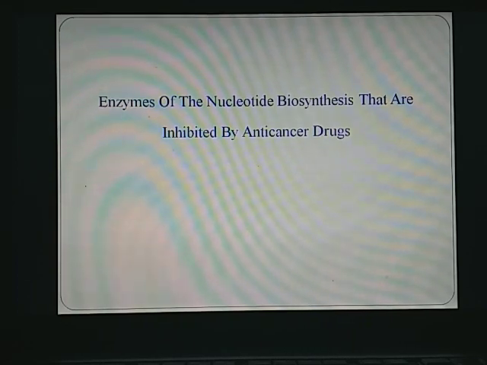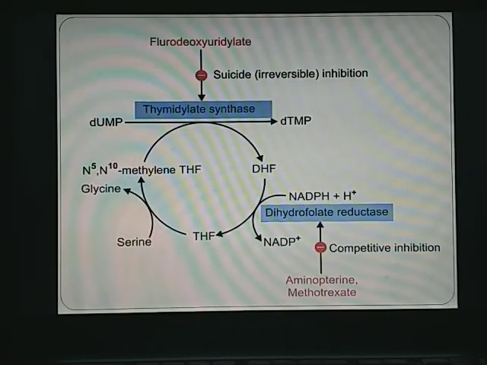Then the enzymes of nucleotide biosynthesis that are inhibited by anti-cancer drugs. So deoxyuridine monophosphate is converted to deoxythymidine monophosphate in the presence of the enzyme thymidylate synthase by taking a methyl group from N5,N10-methylene tetrahydrofolate. So thymidylate synthase can be inhibited by an anti-cancer drug, that is fluorodeoxyuridylate, by suicide irreversible inhibition.